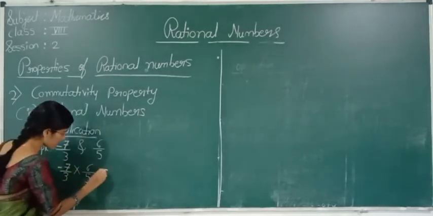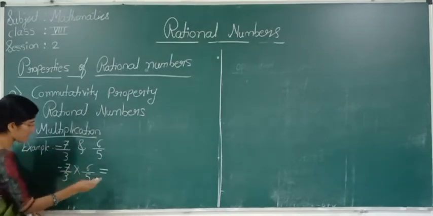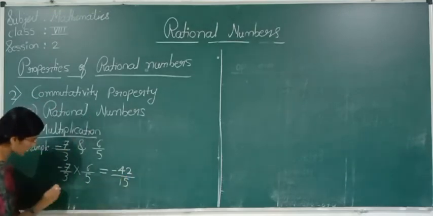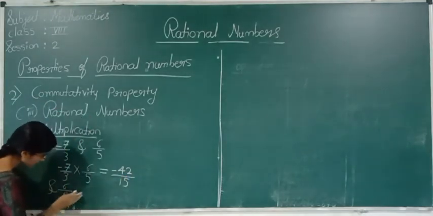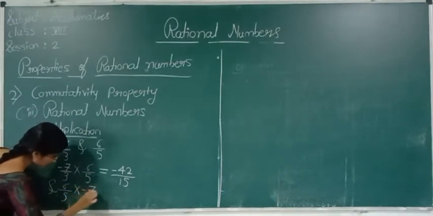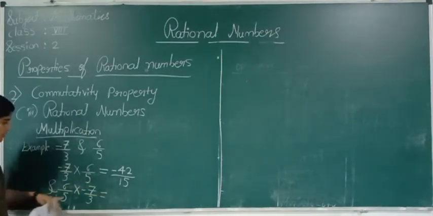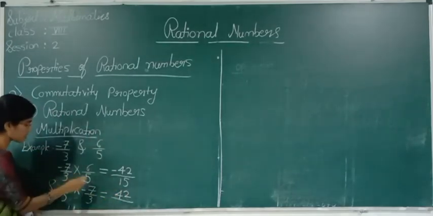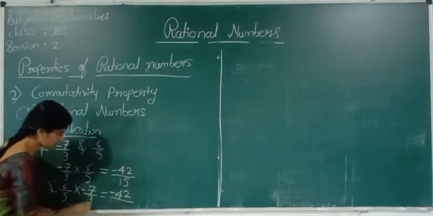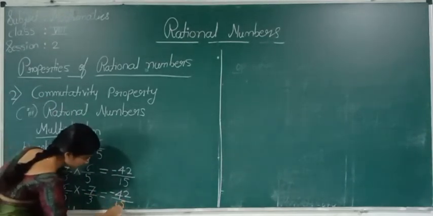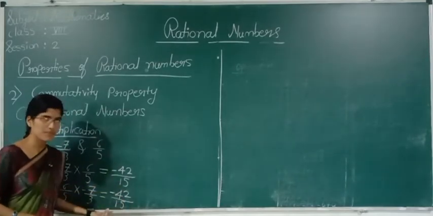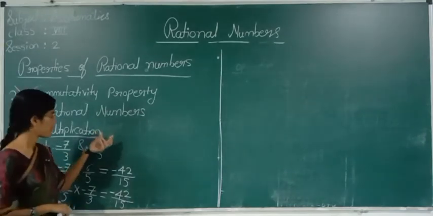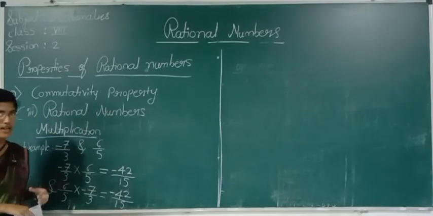First we will simplify this. 7 6s are 42, 3 5s are 15, and we will see whether 6 by 5 into minus 7 by 3 gives the same. Now we will check this result. 7 6s are 42. A positive integer multiplied by a negative integer is a negative integer. 3 5s are 15. Both answers are coming the same. What can we tell here? We can tell that multiplication is commutative for rational numbers.